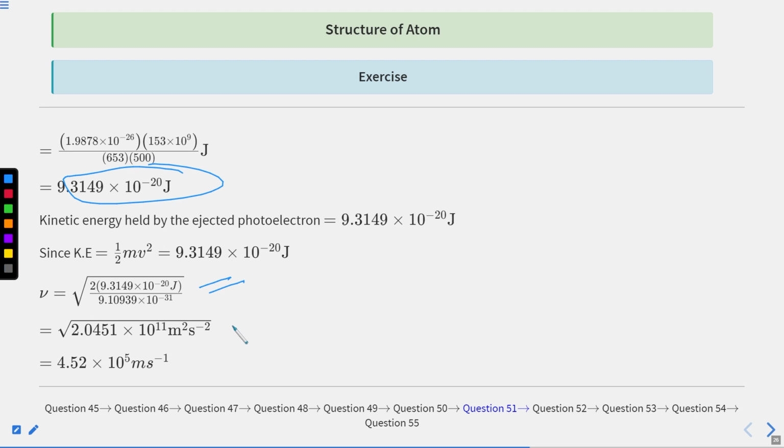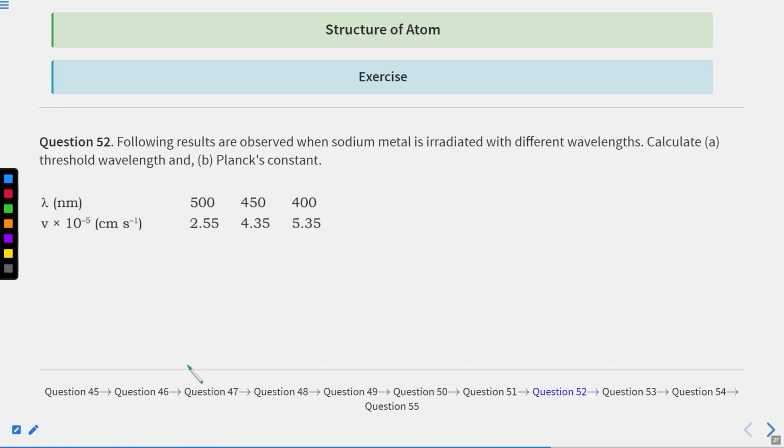So they have done the same thing and we have got the value of velocity. Now next question. Following results are obtained when sodium metal is irradiated with different wavelength. So calculate A, threshold wavelength, and B, Planck's constant.